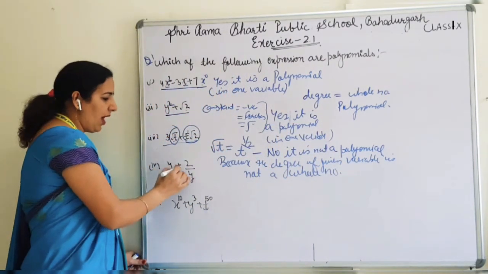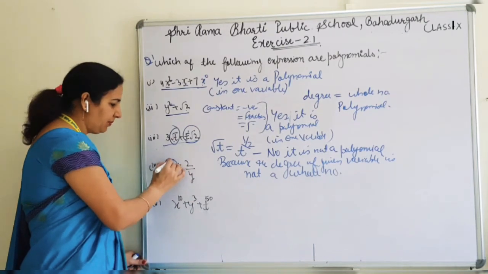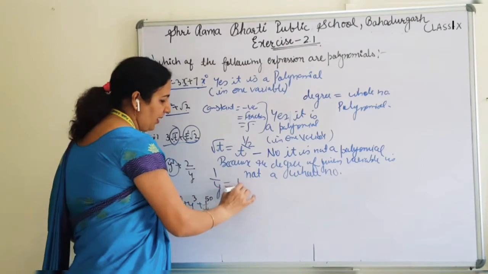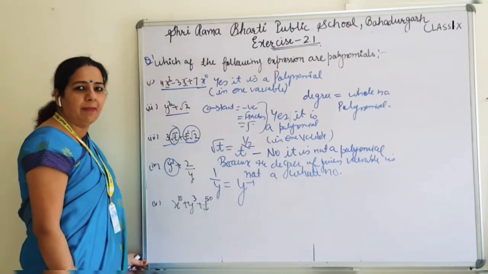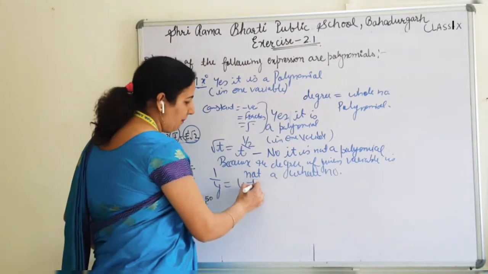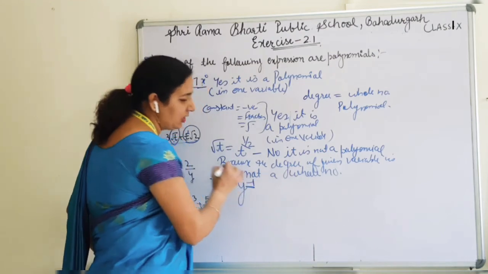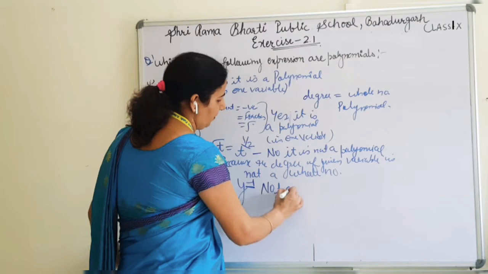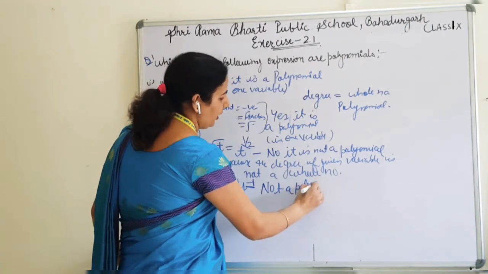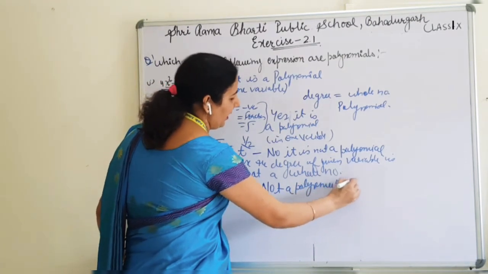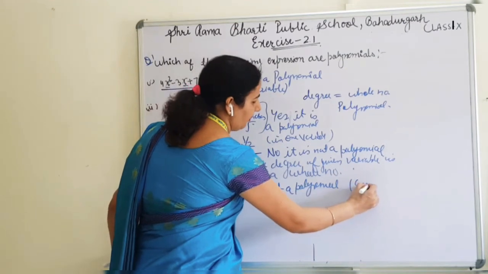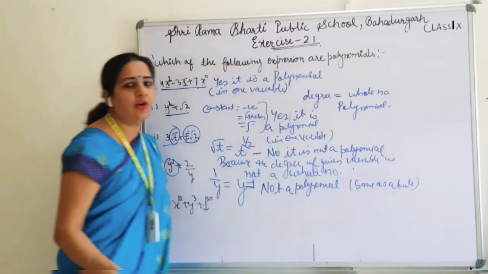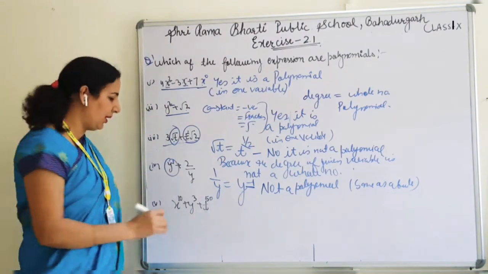Next is y plus 2 upon y. Y means power is 1, I am okay with this. 1 upon y means y power minus 1, and minus 1 is not a whole number. So this is not a polynomial. And what reason will you write? The same reason, same as above, because the degree is not a whole number.